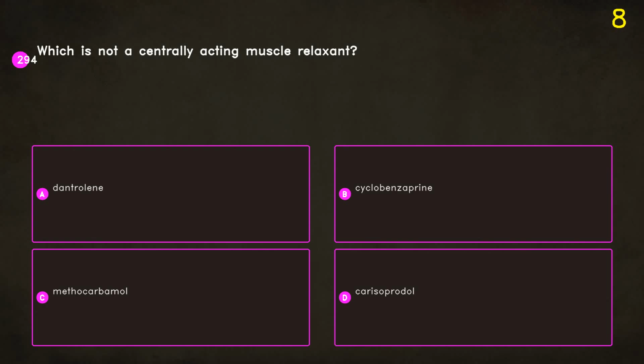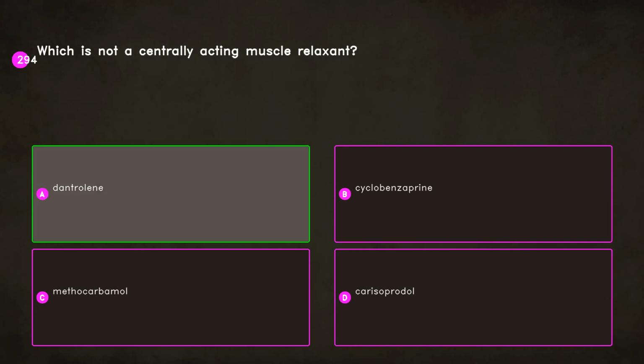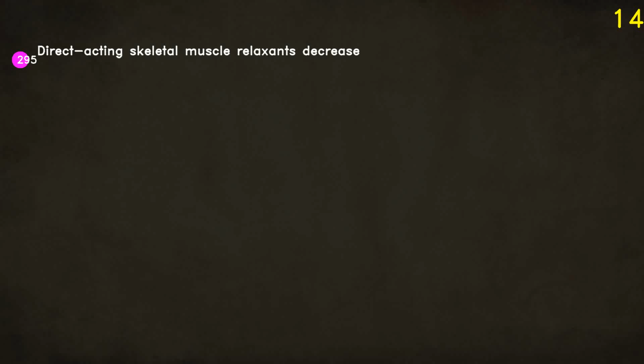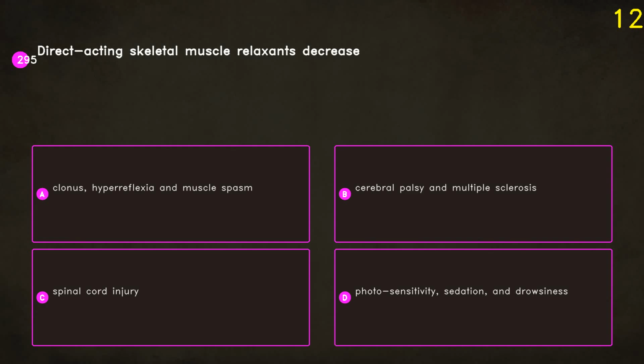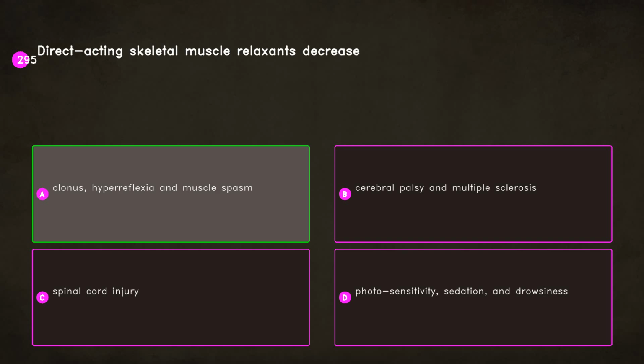Question 294. Which is not a centrally acting muscle relaxant? A. Dantrolene. B. Cyclobenzaprine. C. Methocarbamol. D. Carisoprodol. The correct answer is dantrolene. Question 295. Direct-acting skeletal muscle relaxants decrease A. Clonus, hyperreflexia and muscle spasm. B. Cerebral palsy and multiple sclerosis. C. Spinal cord injury. D. Photosensitivity, sedation, and drowsiness. The correct answer is clonus, hyperreflexia and muscle spasm.